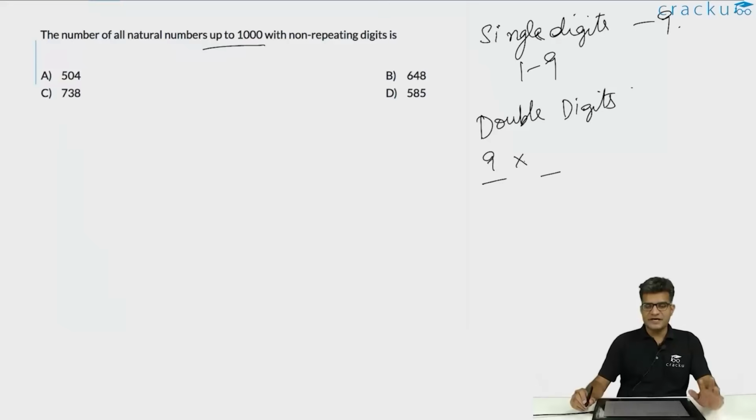The second digit can be any of the numbers including 0, which is not the first number. So this can be another 9. So the total is 81.